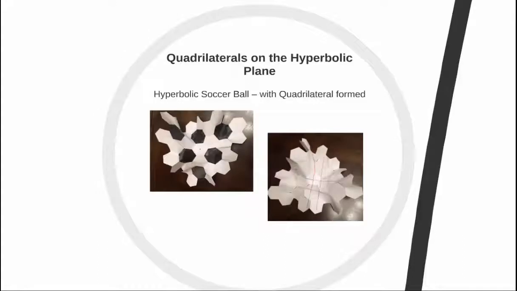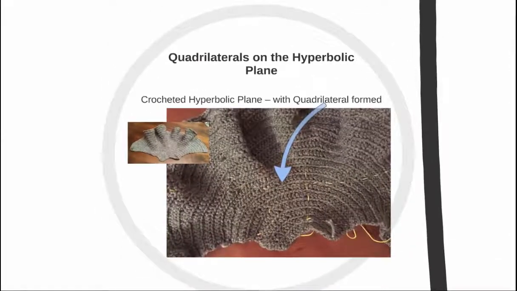I created a hyperbolic soccer ball and drew the quadrilateral on the one on the right, so you can see the pink lines and the blue lines form the quadrilateral on the hyperbolic plane. I also crocheted the hyperbolic plane and also formed the quadrilateral with the yellow lines.